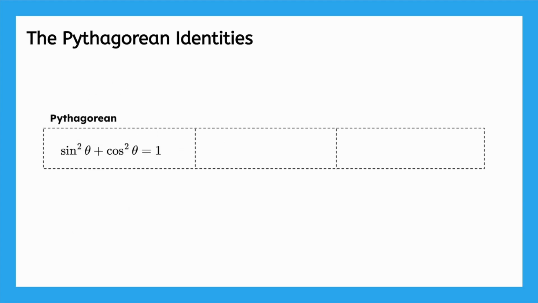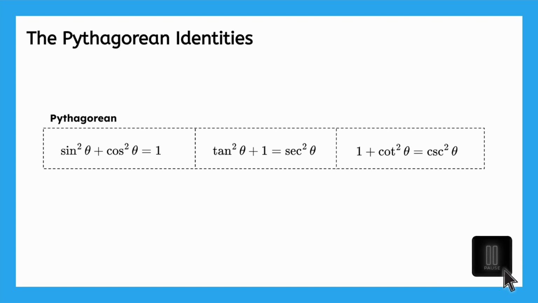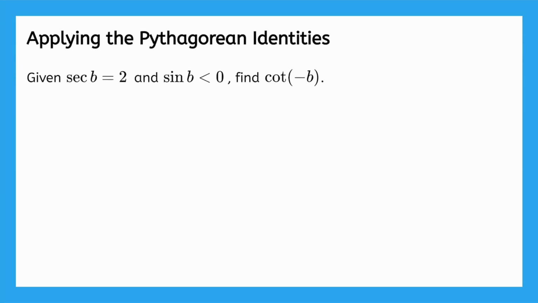Be sure to add these two versions of the Pythagorean identity to your reference sheet. Let's try these out in a couple more examples. For this problem, we want to find the cotangent of negative b given that secant of b is equal to 2 and the sine of b is less than 0.